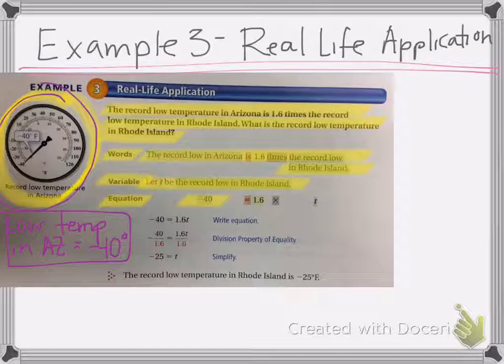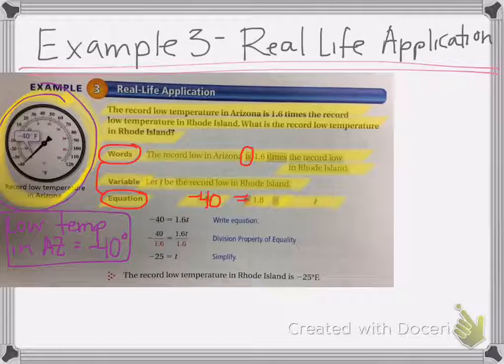Let me change my color. We're reading the words and we're translating it into numbers. Okay, so negative 40 is, you see that is in math means equal. Negative 40 equals 1.6 times, well, that's why they wrote it there. 1.6 times means multiplication, you know that, times the record low in Rhode Island. Well, do we know the record low in Rhode Island? No, we don't. So that's why we're going to represent it as a T. Okay, get that written down and let's go look at the steps.